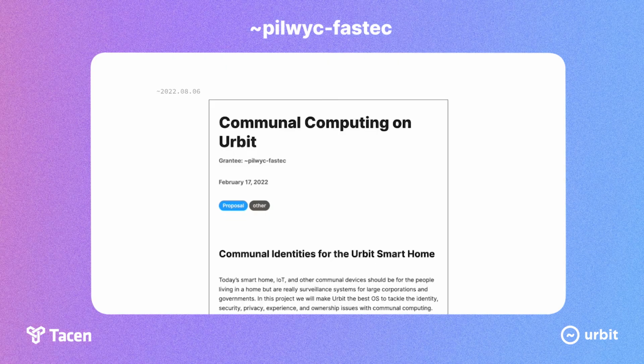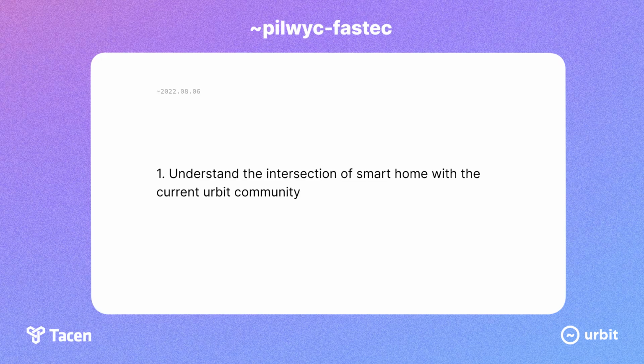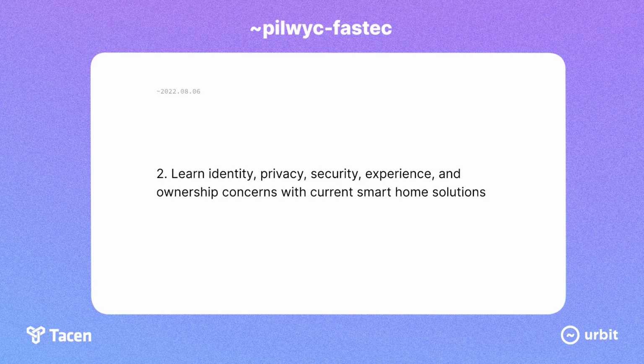One, you can go and look up the grant here if you want to. Basically, how do we start to think about communal identities and what does that mean, especially in the home? One of the goals was to understand this intersection of the smart home with the current Urbit community. Second, to learn about identity, privacy, security, experience, and ownership concerns with current smart home solutions.